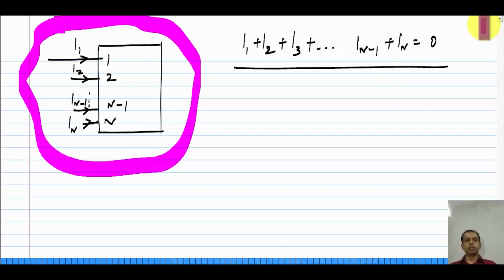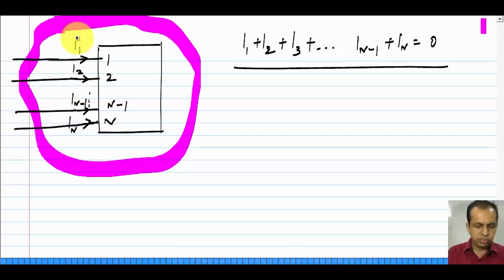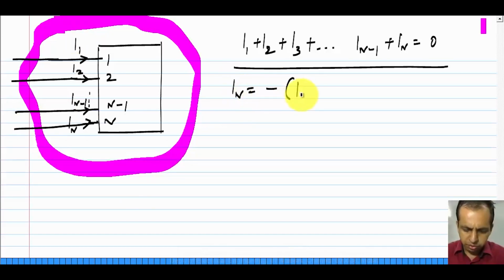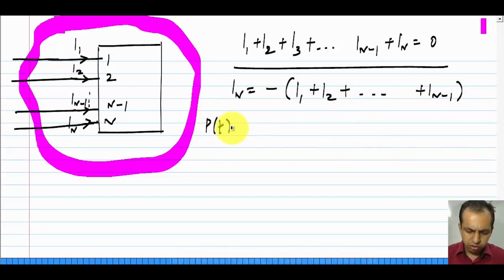Of course, earlier we had this closed surface containing a single node, but it does not have to be. The conservation of charge and no local accumulation of charge still apply when the closed surface encloses many nodes or an entire circuit. So, the sum of these currents I 1, I 2 all the way to I n, which is entering this closed surface, is still 0. So, I n can be written as the negative sum of I 1, I 2 up to I n minus 1.